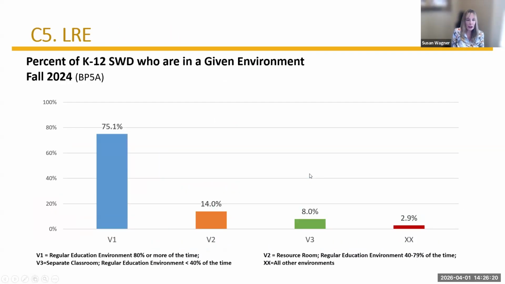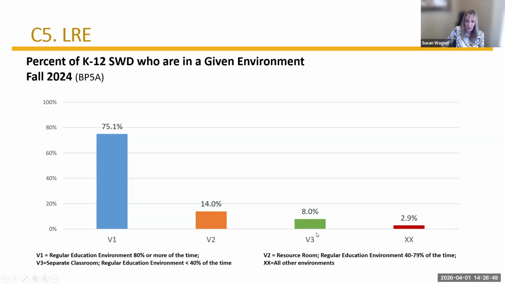All right, this chart here shows the percentage of kids in a given environment in fall 2024. So 75.1% are in the V1 environment, very high rate, very good, solid rate. 14% are in the V2 rate, often called the resource room. I don't think Utah uses the term, but they're in the regular education environment between 40 and 79% of the time.